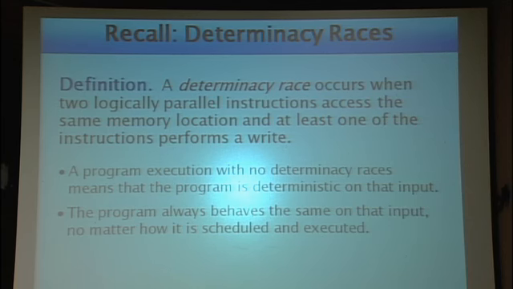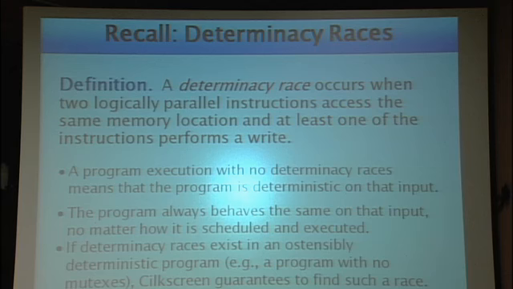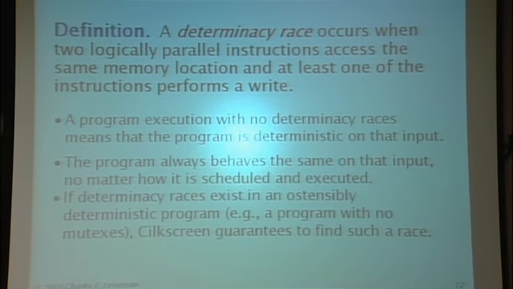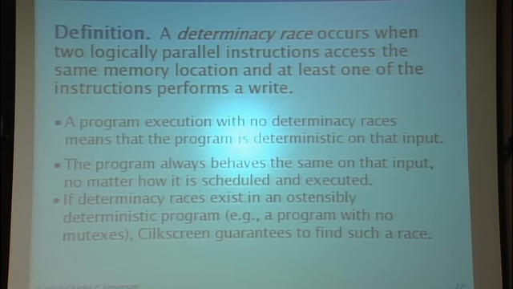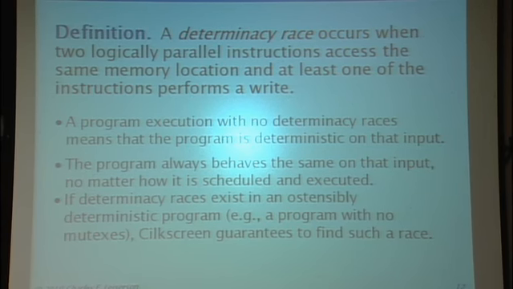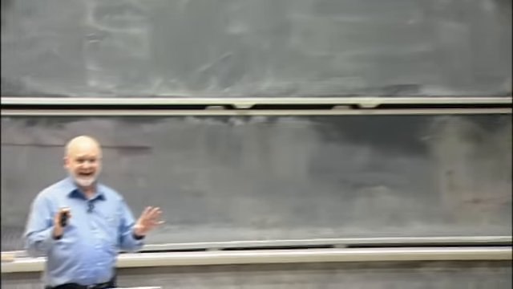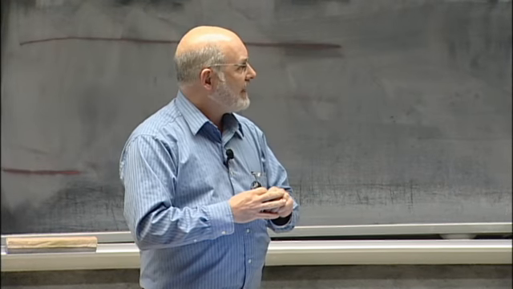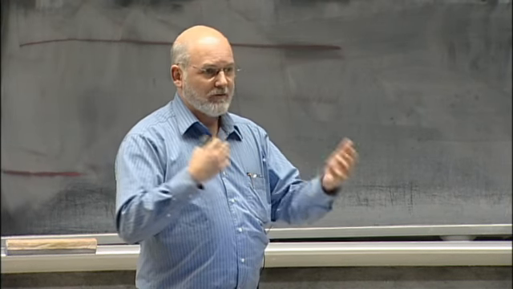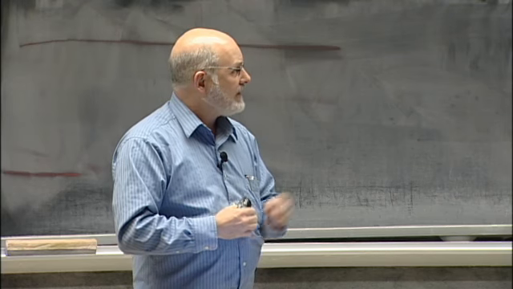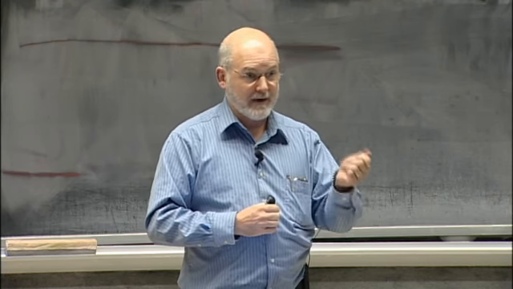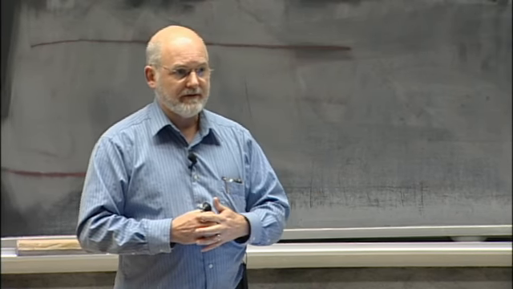One of the nice things that we have in our race detection tool, Silkscreen, is that if determinacy races exist in an ostensibly deterministic program, that is a program with no mutexes, just reads and writes on locations and so forth, then Silkscreen guarantees to find such a race. So it's nice that we get a guarantee out of Silkscreen.